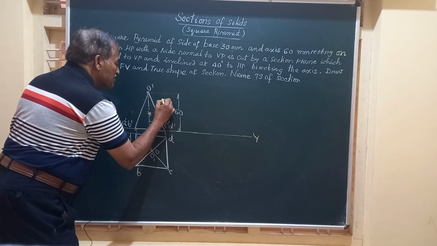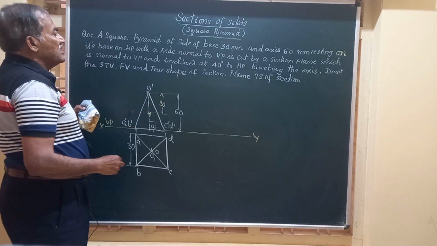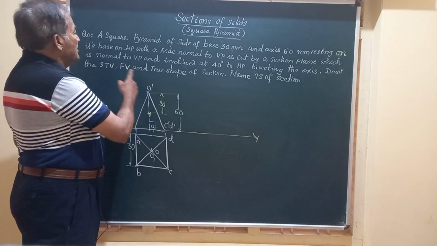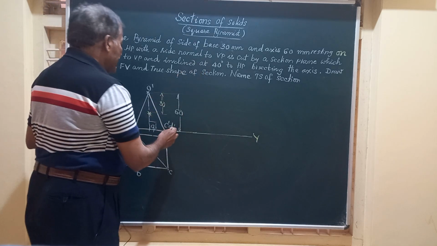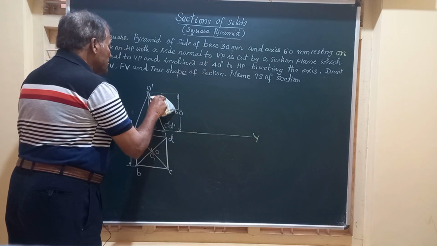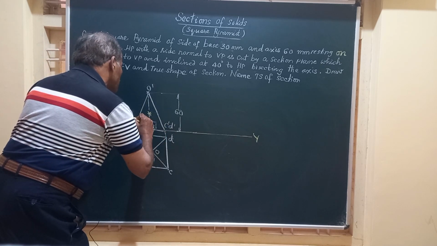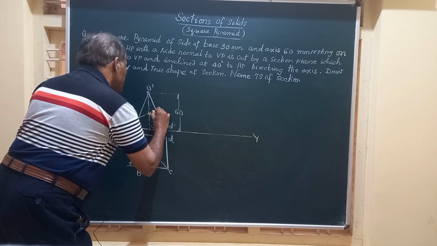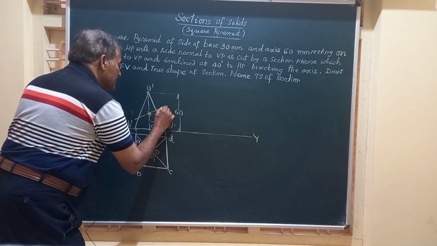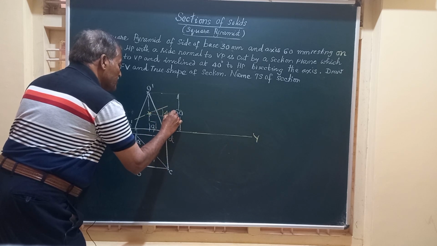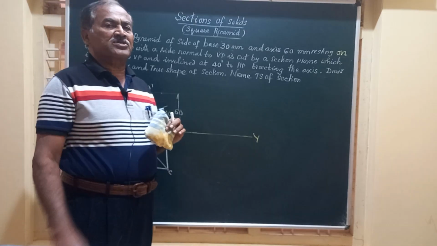I mark the midpoint of the axis, and here I am going to draw a section plane which is normal to VP, meaning perpendicular to VP, and at an angle of 40 degrees to HP. So I will draw a line here passing through the midpoint of the axis, and which is at an angle of, sorry, 40 degrees to the horizontal. So this is the section plane that is cutting the solid into two pieces.